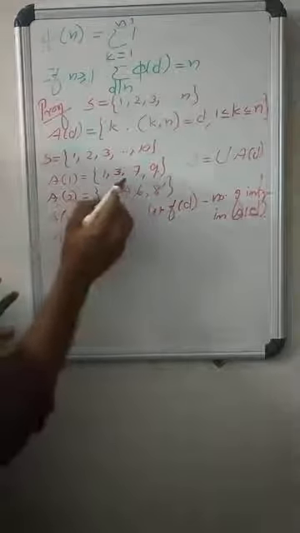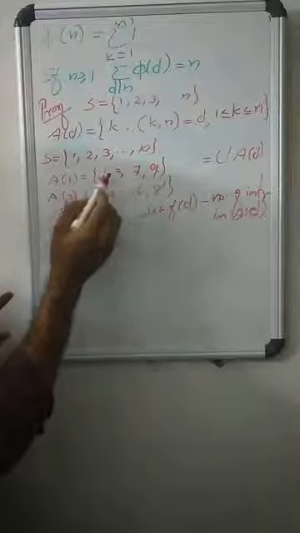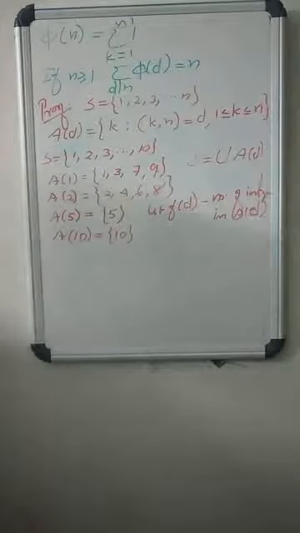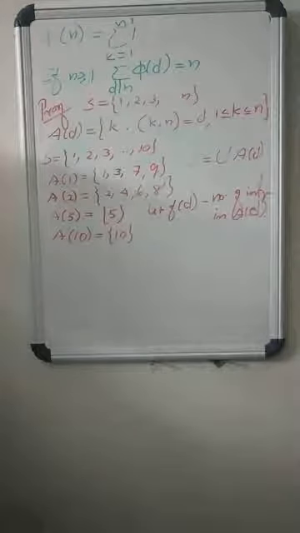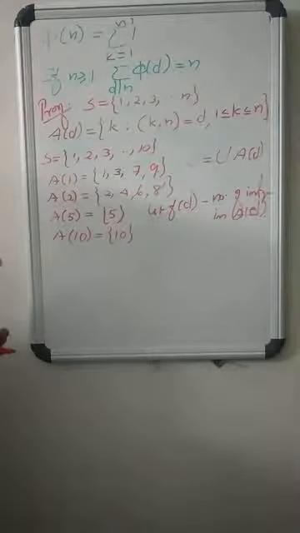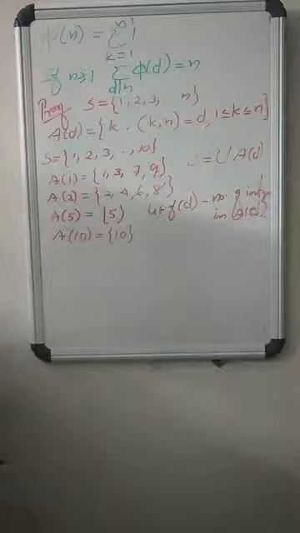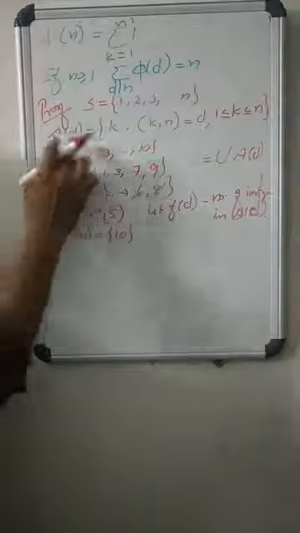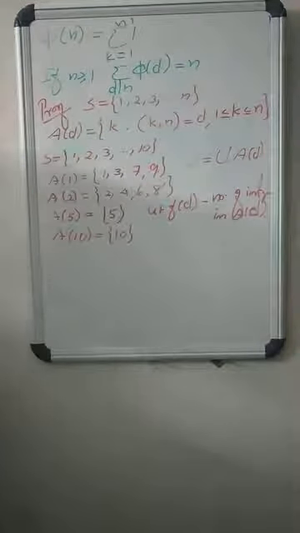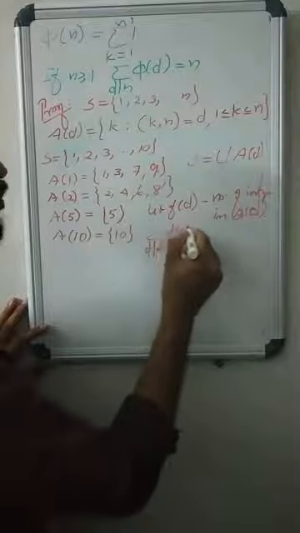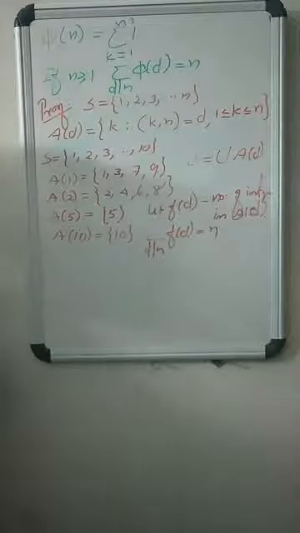In A of 1, there are 4 elements. In A of 2, it is 4 elements. In A of 5, only 1 element. In A of 10, there is again only 1 element. So how many elements in total in A of 1, A of 2, A of 5 and A of 10? There are 10 elements. These 10 elements are the same as in the given set S. So we can say that sigma over D dividing n of F of D equals n.